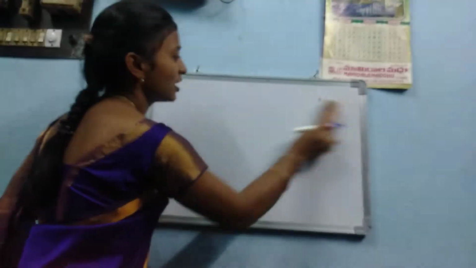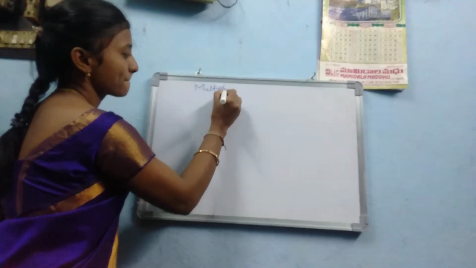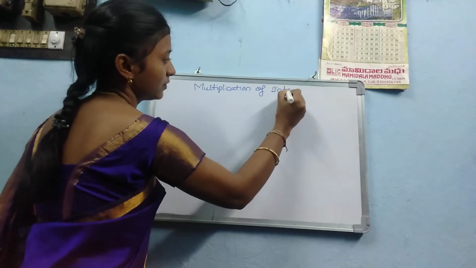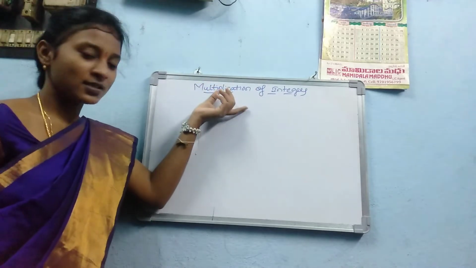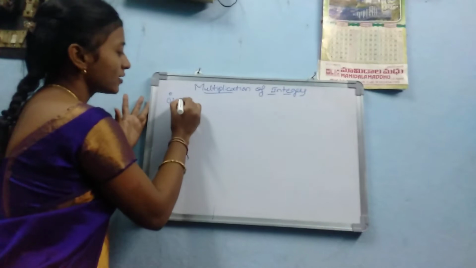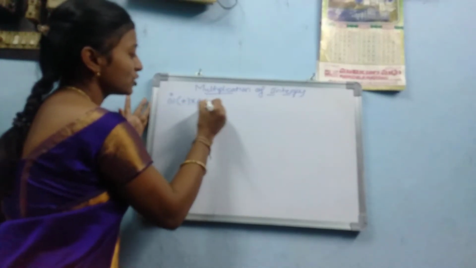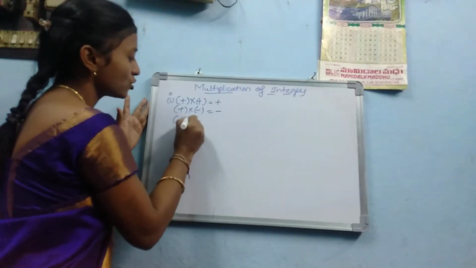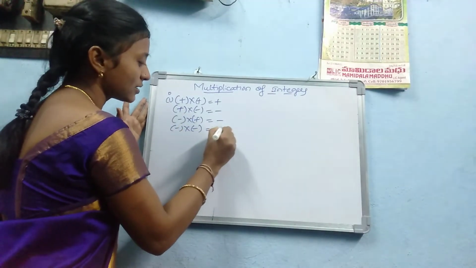Next, multiplication of integers. Before starting this topic, we must know some rules that we already discussed: plus into plus is plus, plus into minus is minus, minus into plus is minus, and minus into minus is plus.